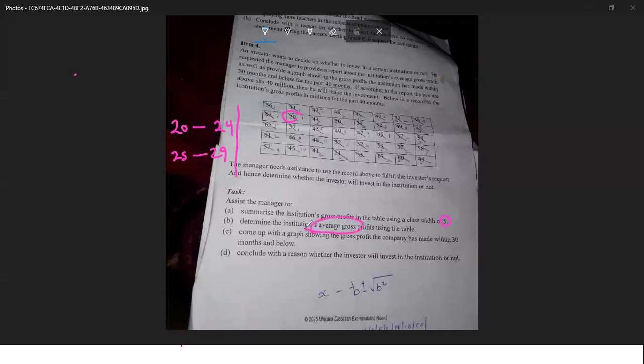So here they ask for the institution's average profit. Now, when it comes to average, that means you are going to calculate the mean. Then come up with a graph showing the gross profit the company has made within 30 months and below. In order to estimate those things, you draw a cumulative frequency curve. For things of below, when they tell you 30 months and below, remember you're going to have your class boundary and your cumulative frequency, which represents the months.